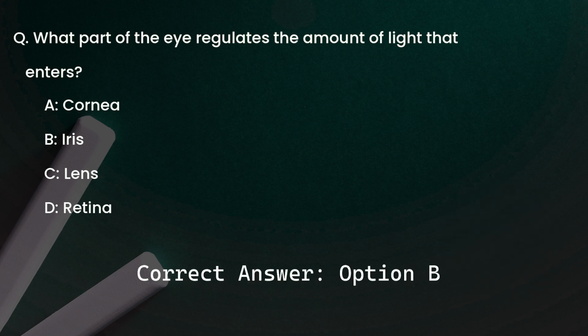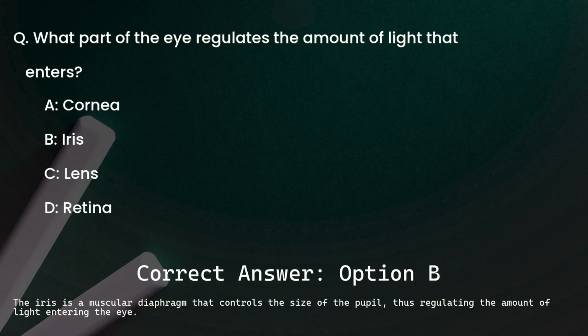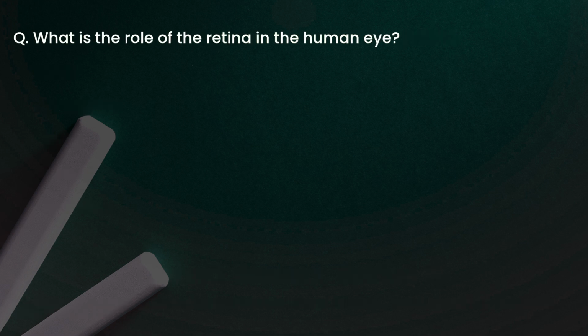The correct answer is option B, which is iris. The iris is a muscular diaphragm that controls the size of the pupil, thus regulating the amount of light entering the eye. Question: what is the role of the retina in the human eye?